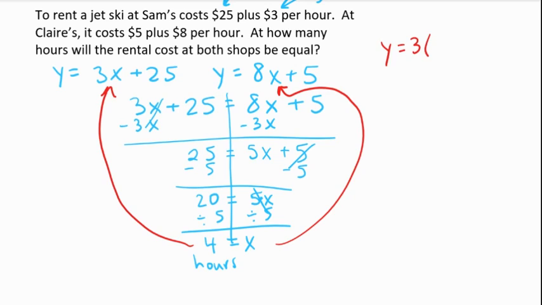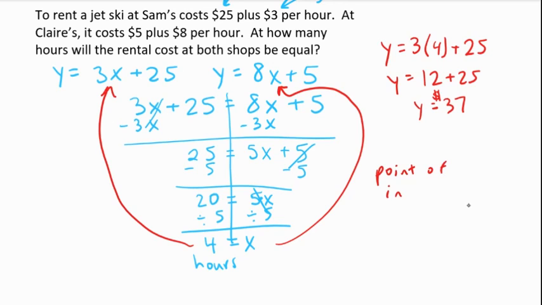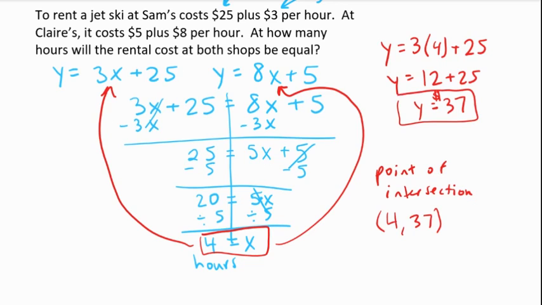So I have 3, and instead of x, I'll plug in 4. So 3 times 4 is 12. Plus 25 is 37. So now I know that after 4 hours, both companies will cost $37. So now for my point of intersection, that's going to be where the two lines intersect. So if I was to graph them, it's where the two lines would cross. So here my point of intersection is 4, 37, because I got x equals 4 over here, and I got y equals 37 over here. So then my point of intersection is 4, 37.